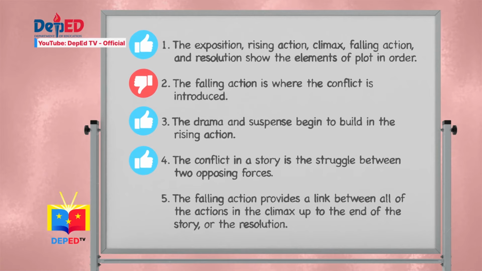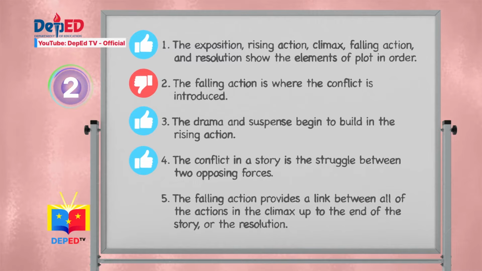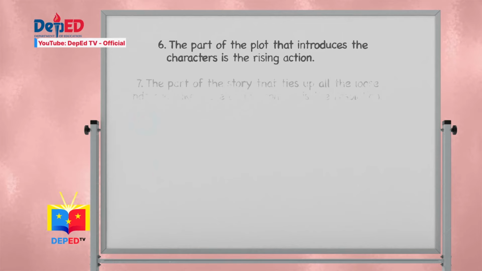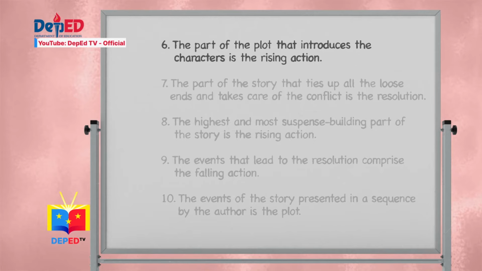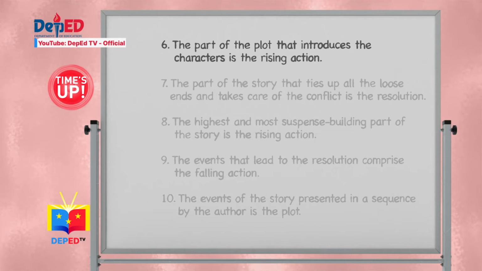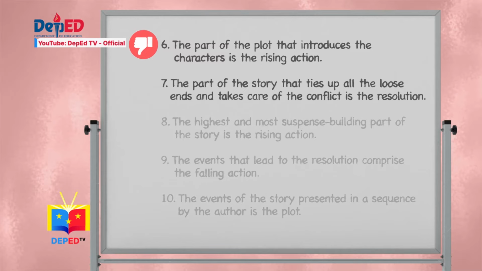Number 5. The following action provides a link between all the actions in the climax up to the end of the story or the resolution. Answer? Thumbs up. Number 6. The part of the plot that introduces the characters is the rising action. Answer? Thumbs down. Number 7. The part of the story that ties up all the loose ends and takes care of the conflict is the resolution.